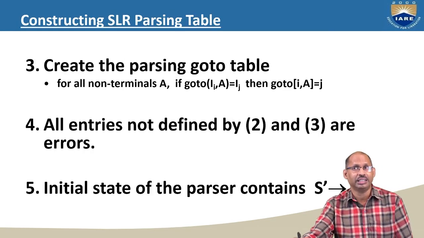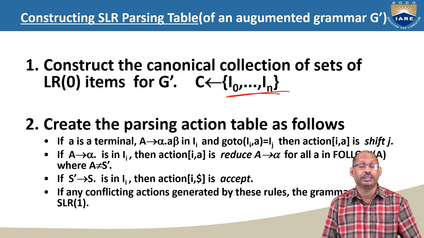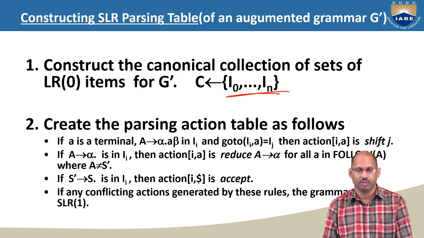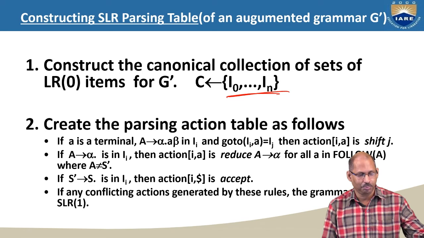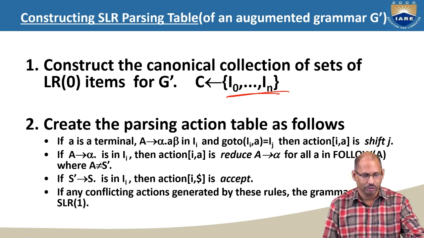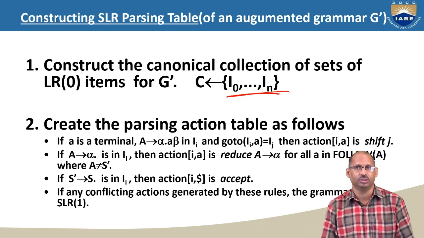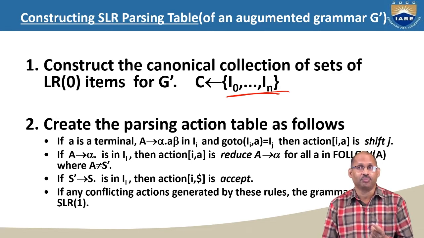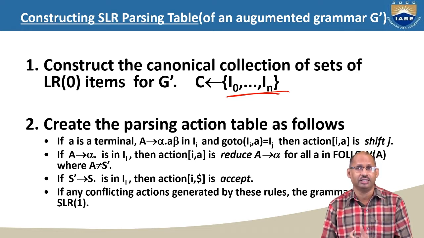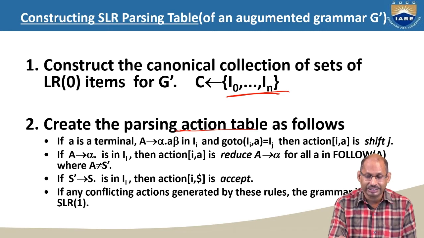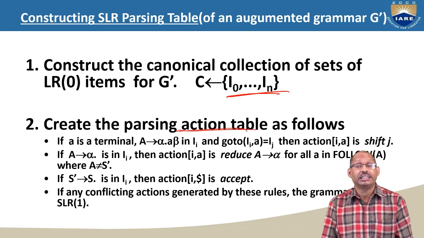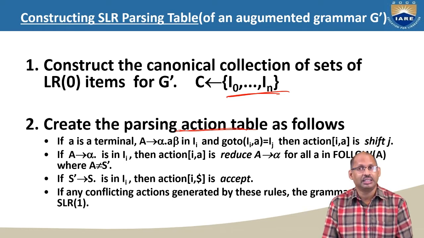We have said there is a Goto and action. There are two parts in the SLR parsing table. One is action, another one is Goto. So, second step, constructing the action table. This action table consists of terminals as the column headers.